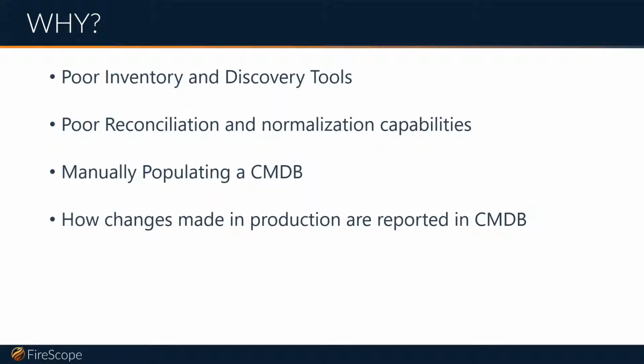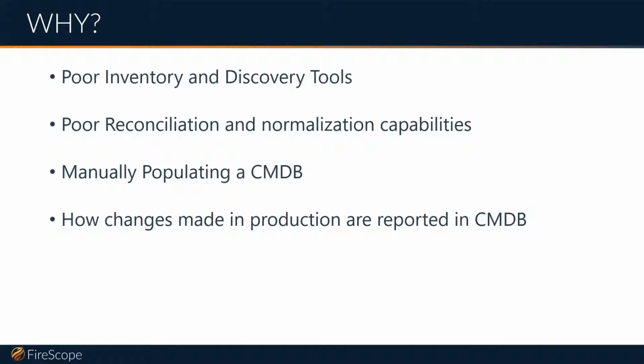Why is this? Well, according to Gartner, poor inventory and discovery tools. A lot of people try to use an asset management solution as their change management, and it fails. This leads into the second point, which is poor reconciliation and normalization capabilities. In plain English, we're trying to match Excel spreadsheets that some people might have, other people might have Word documents, other people may have started a CMDB solution. So it's a matter of trying to figure out whose data is most trustworthy, when was it updated last, etc.